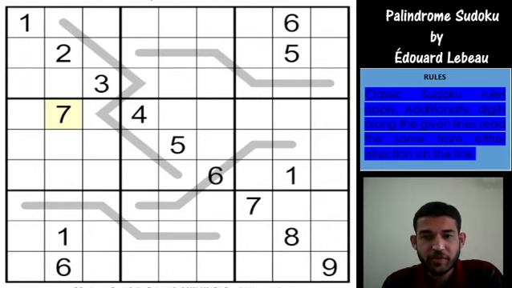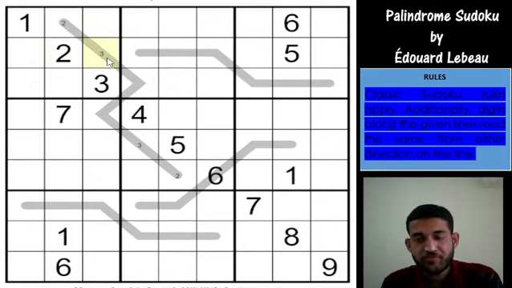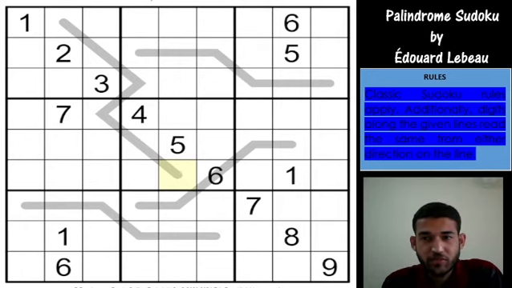The rules are simple. Each row, column and box contains digits 1 to 9, and each of these gray lines that you see on the grid are palindromes. They will read the same from both directions. So for example, if this digit contains a 2, then this point which is at the other extreme will also be a 2, and if this is a 3, then the second cell from that line will also be a 3. Of course they can't be 2, 3, but it's just an example to show. So the palindromes will read the same from either direction. So those are the rules.